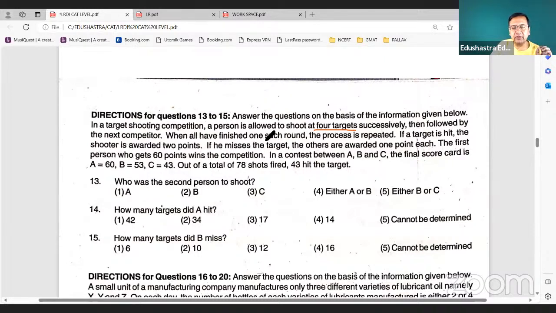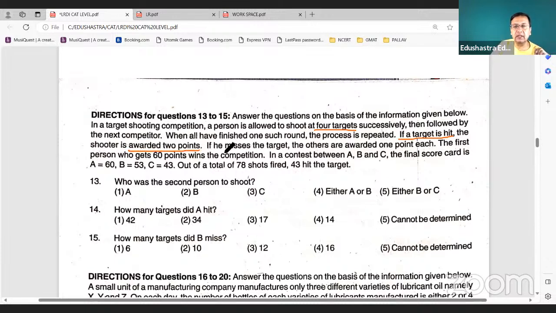When all have finished one such round, the process is repeated. So whatever the number of persons, when everyone has finished shooting the target, the turn for the first person will again come. If a target is hit, the shooter is awarded 2 points. This is again important. If the target is hit, the person is awarded 2 points.